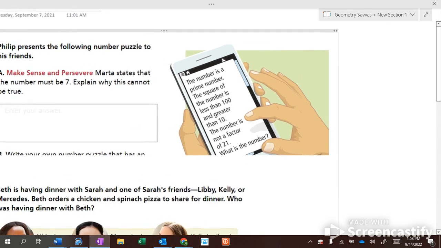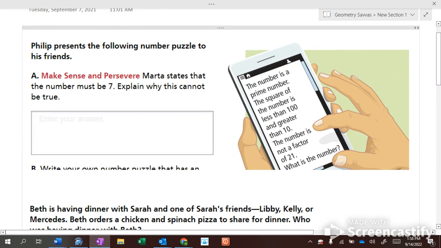Today, we're going to look at indirect proofs. So, reasoning kind of around the long way sometimes, you could say. Okay? So, let's look at this first example.